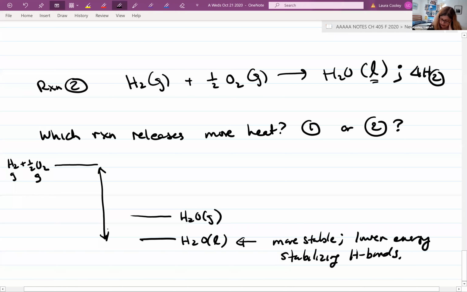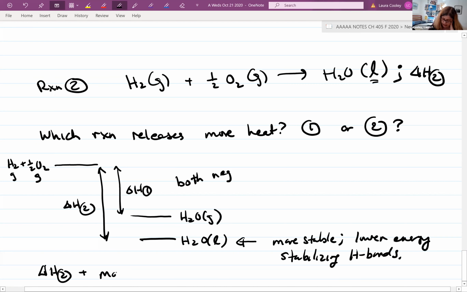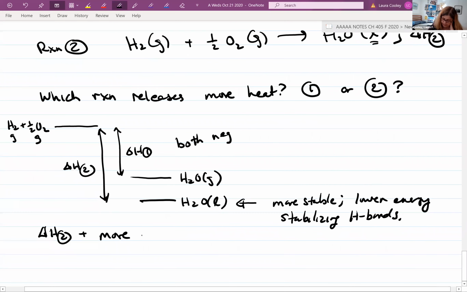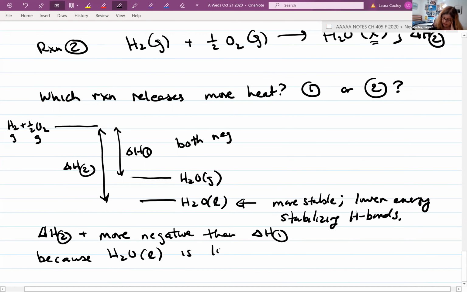So here, this is delta H2, and this is delta H1. They're both negative, but delta H2 is more negative than delta H1 because H2O liquid is lower in energy.